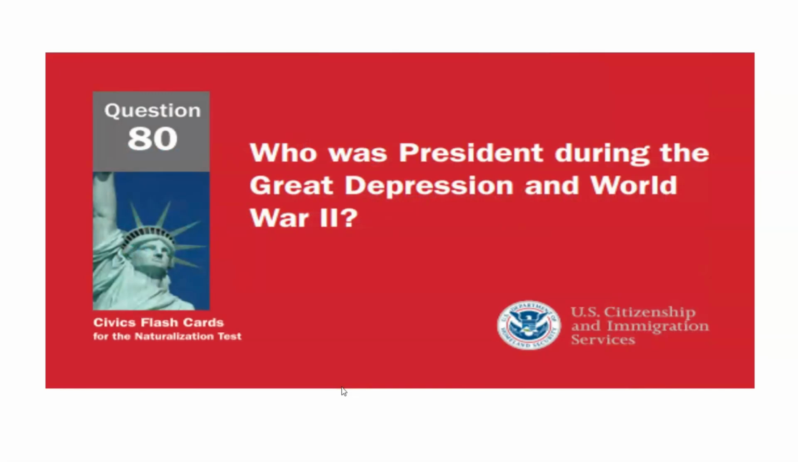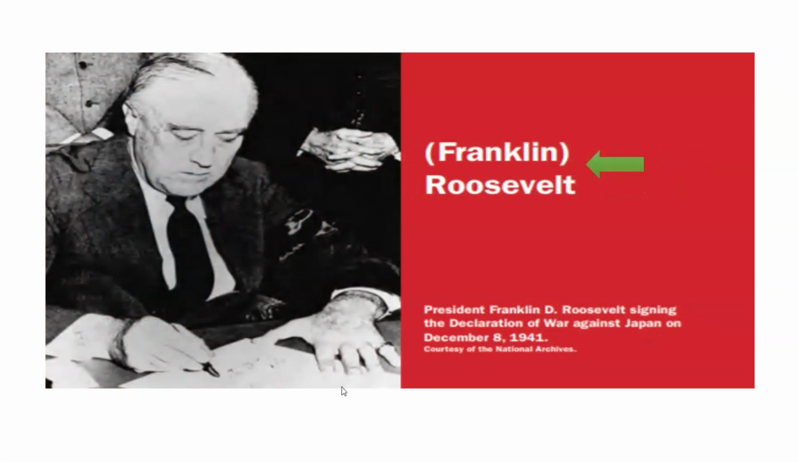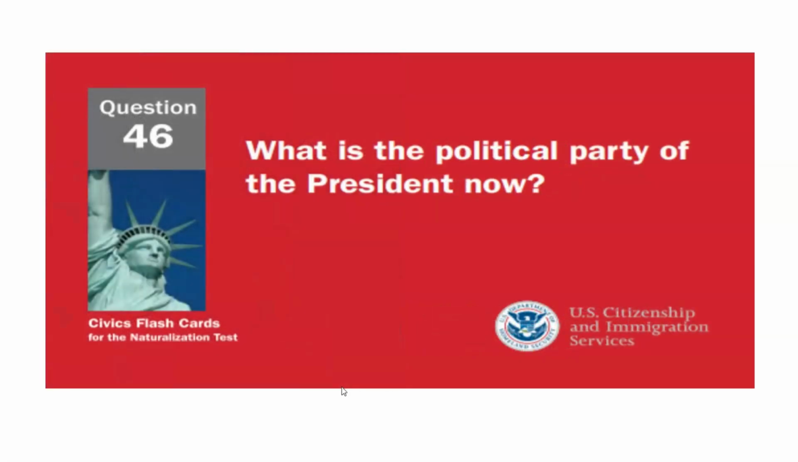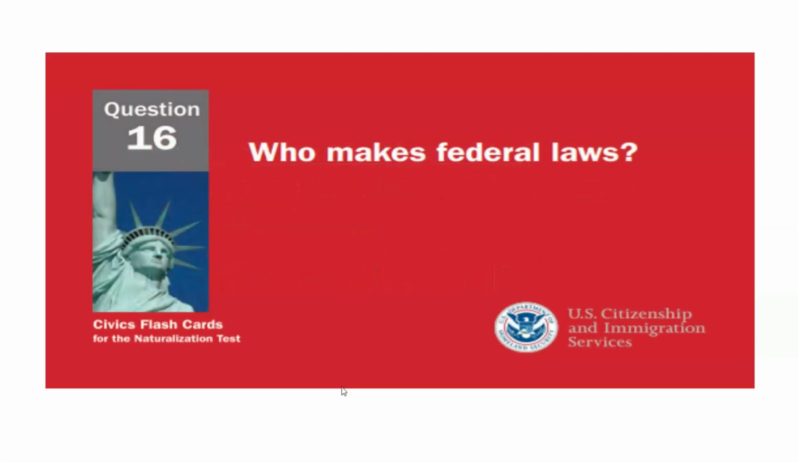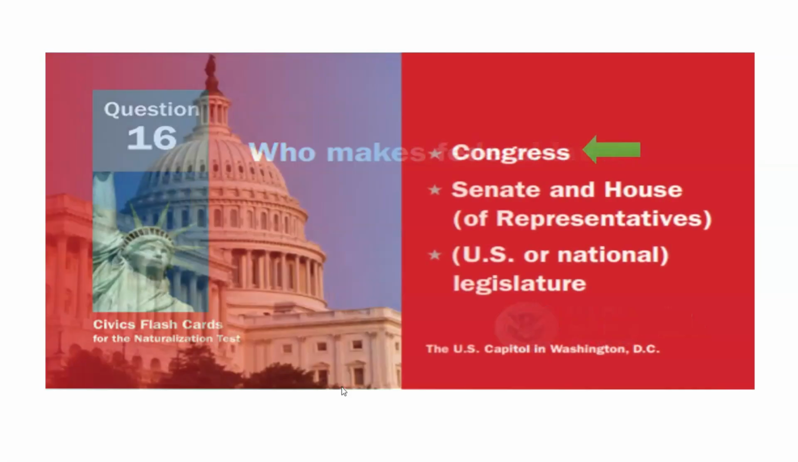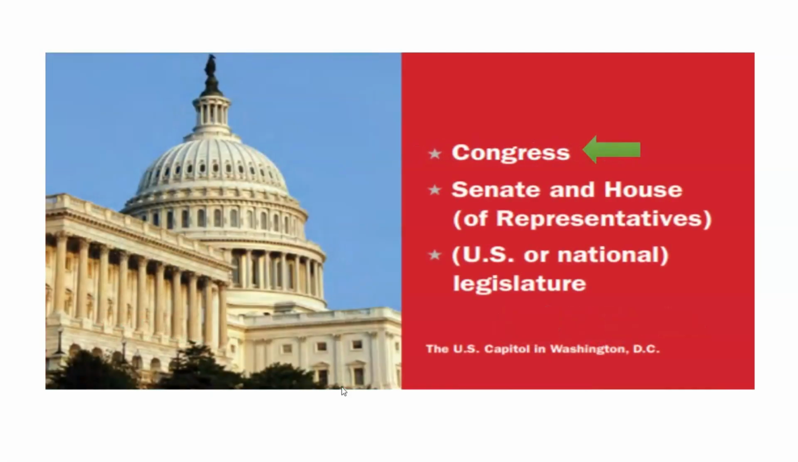Who was the president during the Great Depression and World War II? Franklin Roosevelt. What is the political party of the president now? Democratic Party. Who makes federal laws? The Congress.